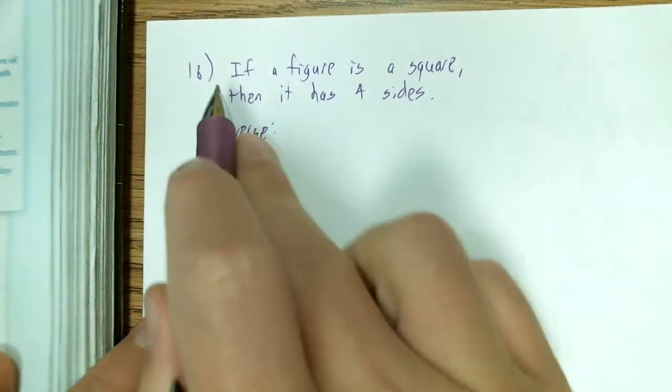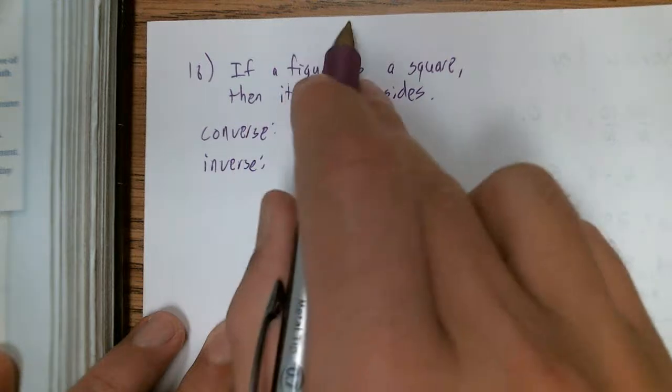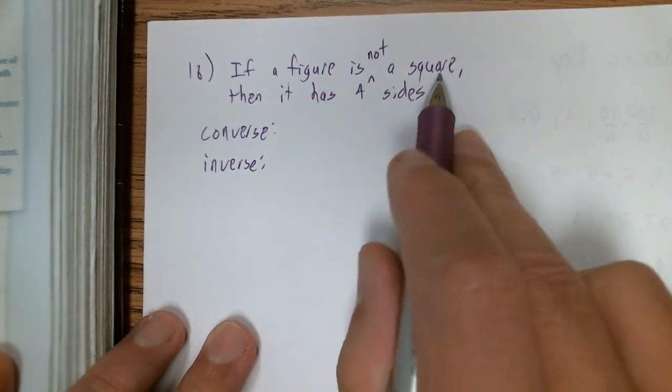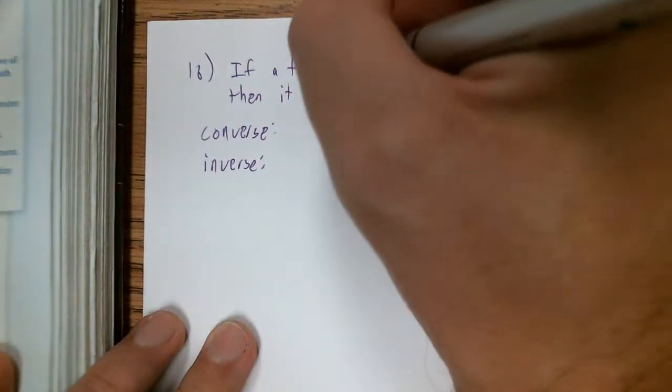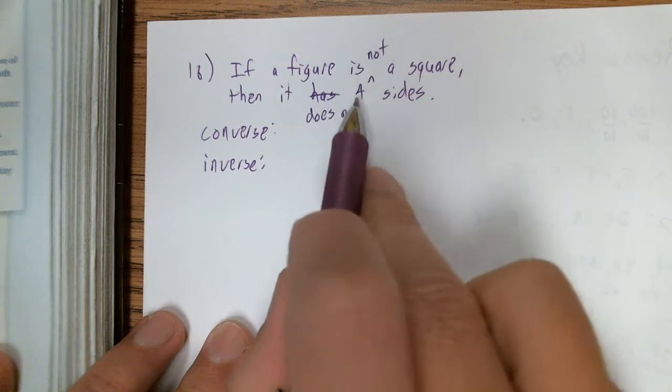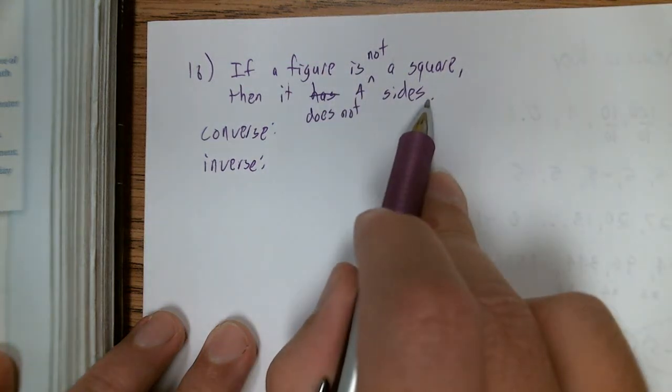Inverse, I leave everything the way it is. I don't change anything, and I just put in a not. So if a figure is not a square, then it does not have 4 sides. Okay.